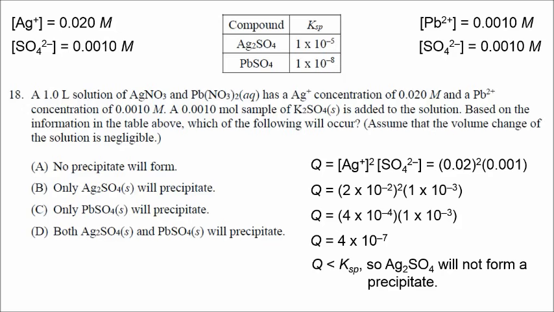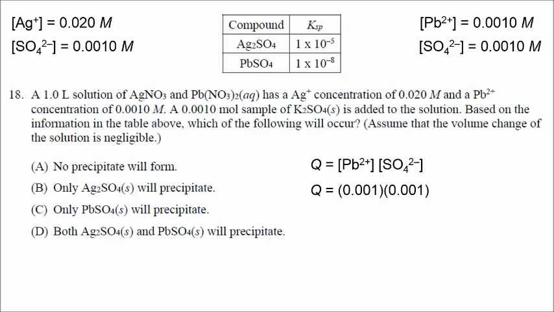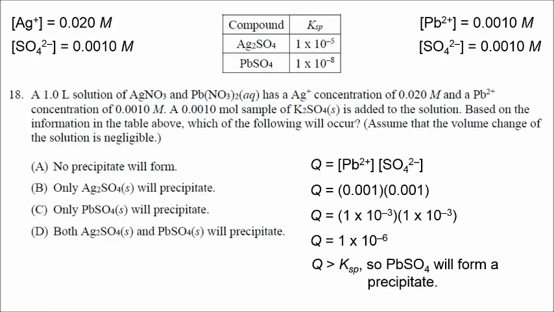Now on to the calculation for lead sulfate. We have 0.001 times 0.001. That's going to give us 1 times 10 to the negative 6, which, as you can see, is larger than the KSP value. So a precipitate will form for lead sulfate.